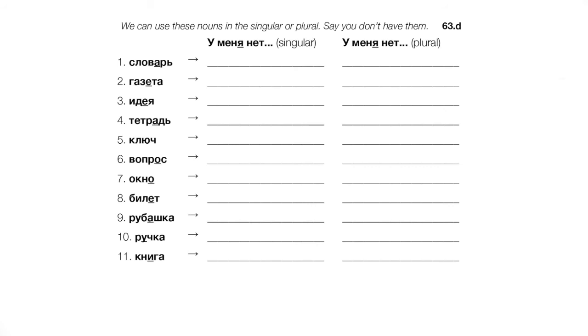So here's some review. Okay, I don't have a dictionary. That'll be у меня нет словаря. I don't have dictionaries, genitive plural. У меня нет словарей. That's a soft masculine. Okay, газета, hard feminine. I don't have a newspaper. У меня нет газеты. I don't have newspapers. У меня нет газет. Идея, soft feminine. У меня нет идеи. I don't have an idea. I don't have ideas. У меня нет идей.